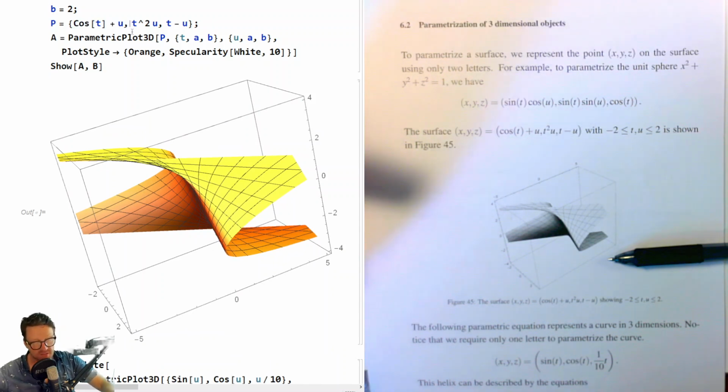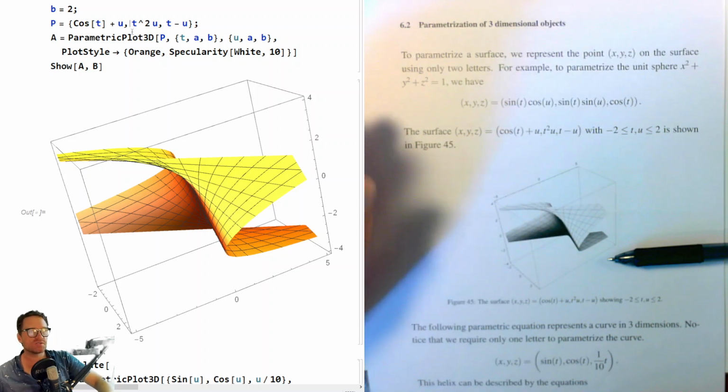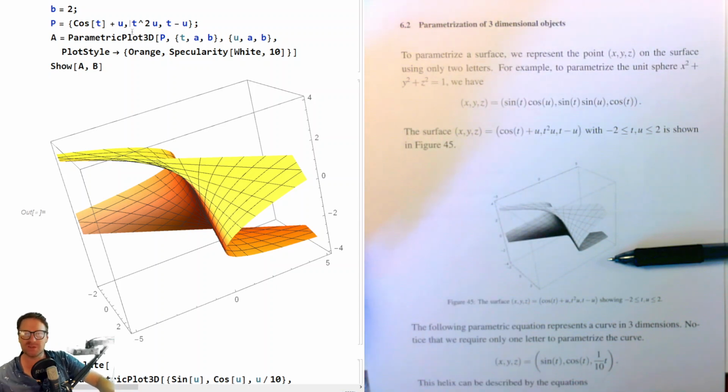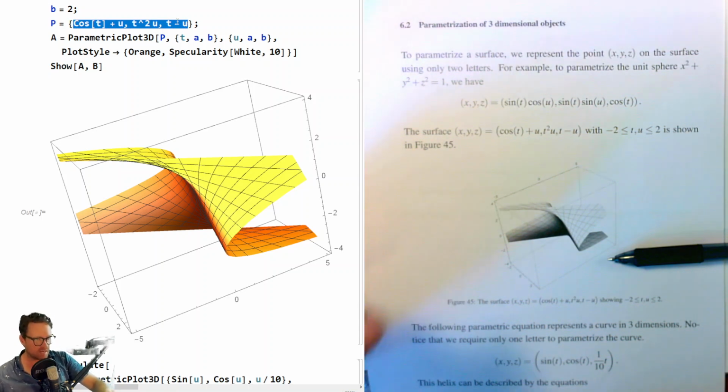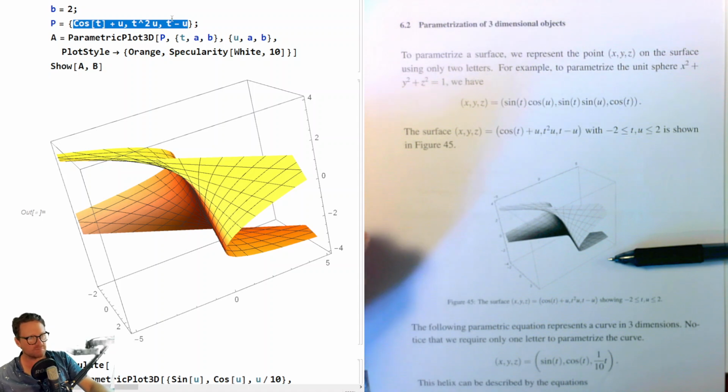So for example, and you could do this by hand, right? If you chose a real number t and a real number u, plugged it into this on your pocket calculator, you would get a point, right? And you could sketch that point in 3D. So to build up a picture like this, you'd have to do that a lot of times.